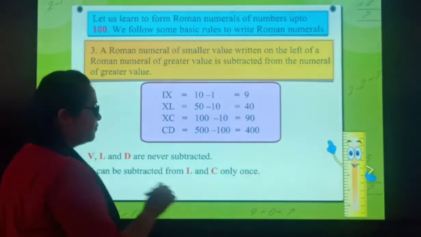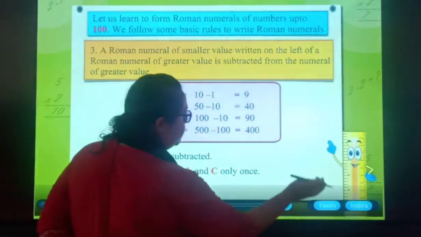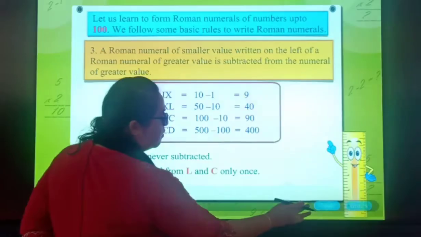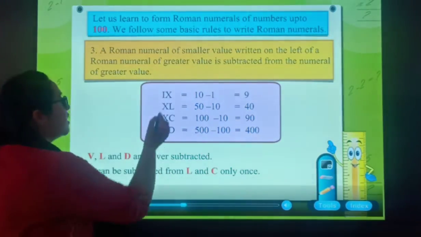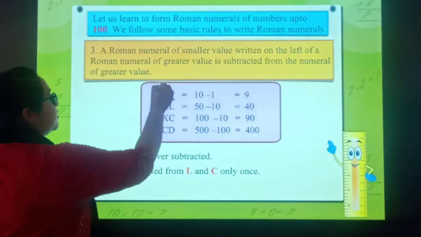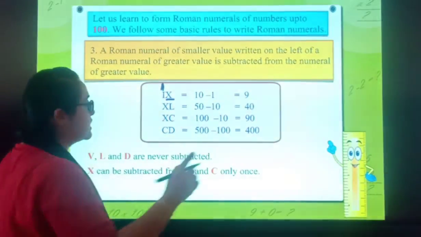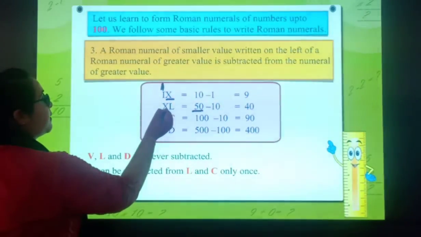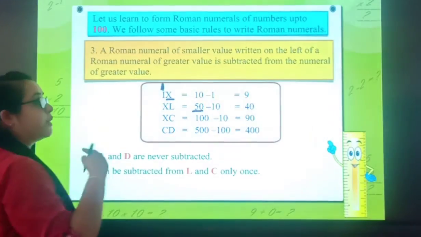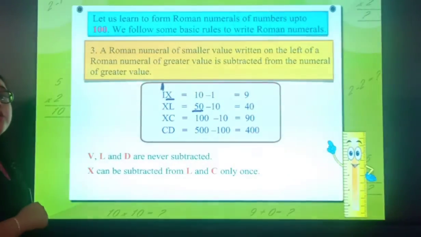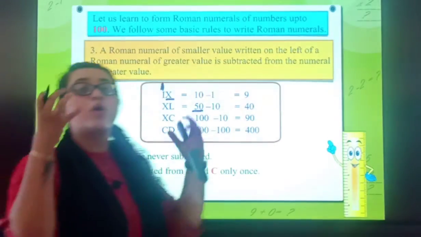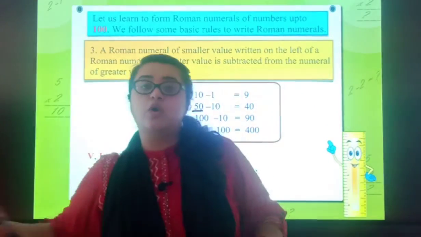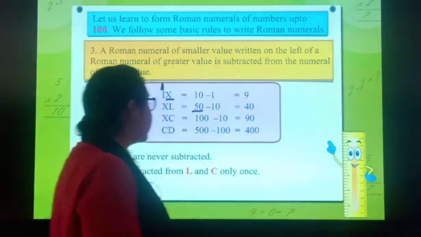Okay, have a look at this. X stands for 10, and I is on the left hand side, so it will be minus. 10 minus 1 equals 9. L stands for 50. L के left hand side कौन है? X. So it will be deducted. That will be the result of 40. Understood? Means कोई भी greater न्यूमरल के बाजू में अगर राइट साइड होगा तो प्लस, अगर लेफ्ट साइड होगा तो माइनस. Okay, see this.